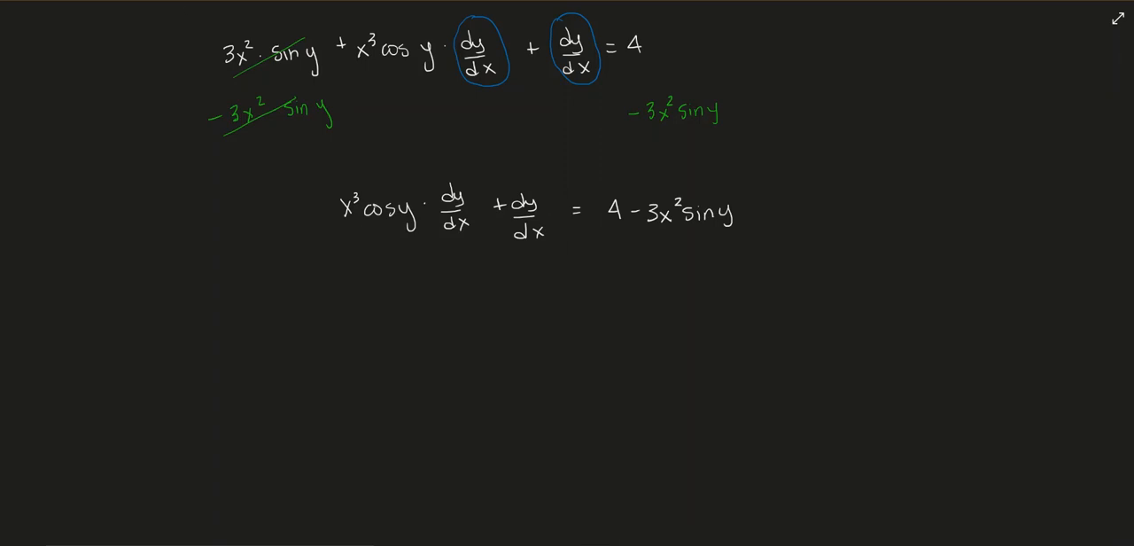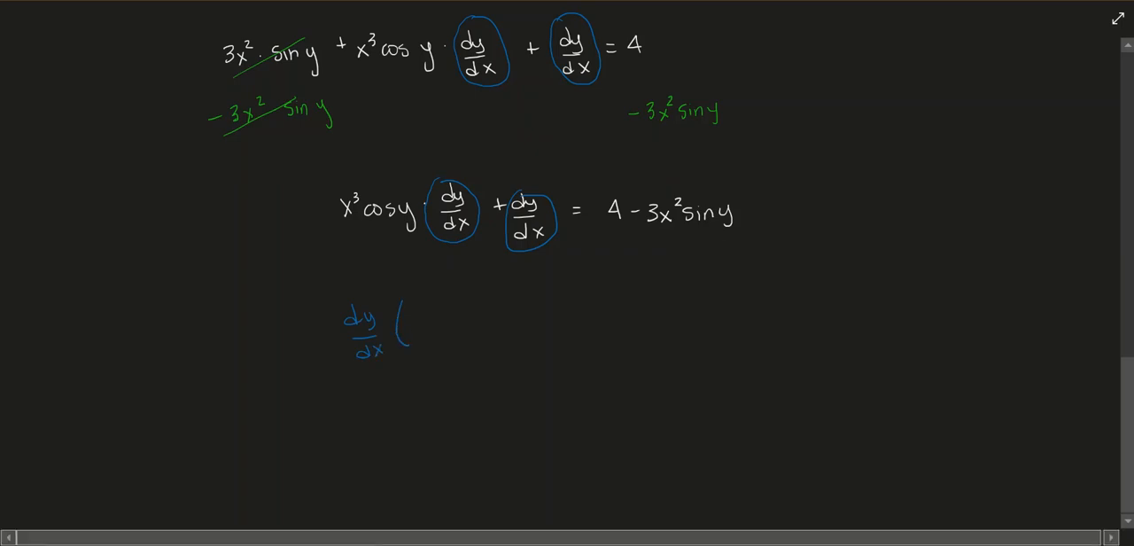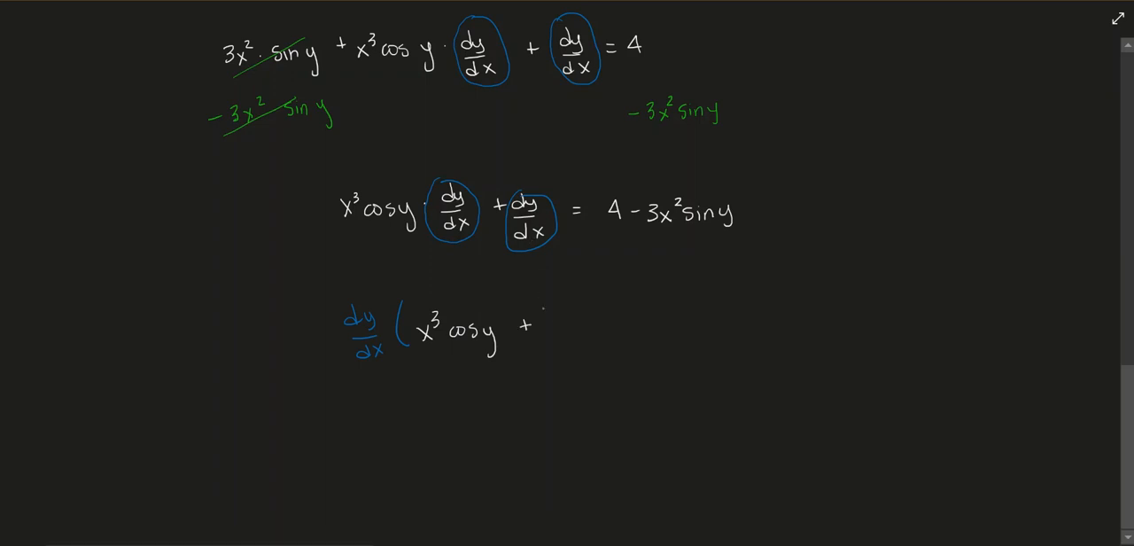And because both terms on the left-hand side have that dy dx factor in them, we're going to factor it off. That way we can write dy dx by itself. So we'll write dy dx times everything that's left after factoring. Pulling off the dy dx from this first term, we have x cubed cosine y remaining. And when we pull the dy dx off of the second term, it just leaves behind a 1. And this is still equal to 4 minus 3x squared sine y. We haven't done anything to the right-hand side again.